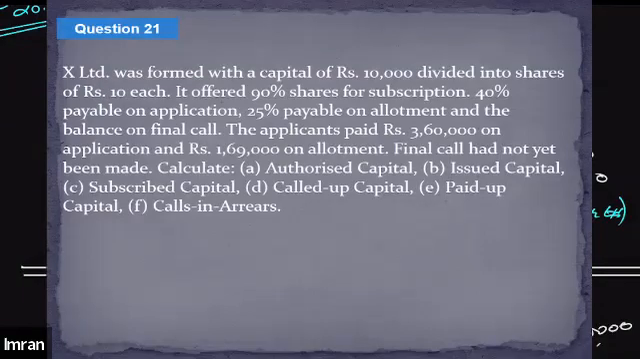Okay, so I want you to take the screenshot of this question as well. From the given information, you need to just find out the total authorized capital of the company, issued capital, subscribed capital, called up capital, and paid up capital. This is a pretty basic question of the chapter.